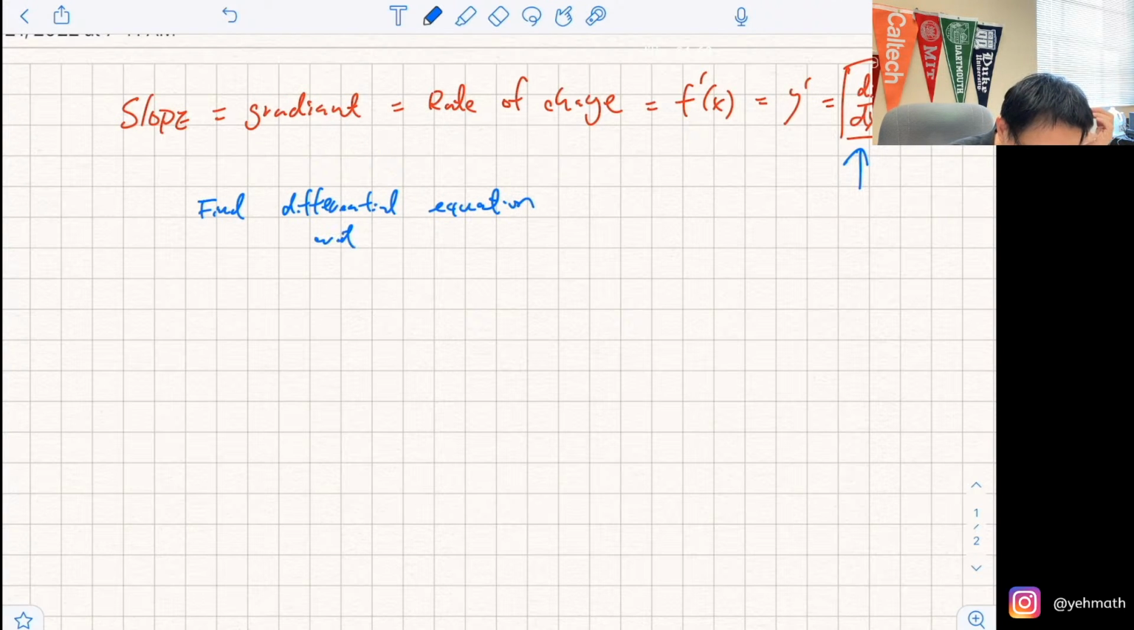With slope is equal to, let's just say I have this weird equation. We're going to say xy over x squared plus 4.